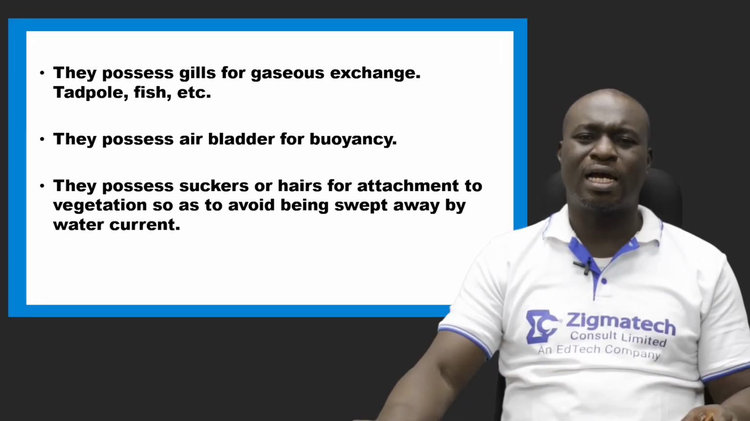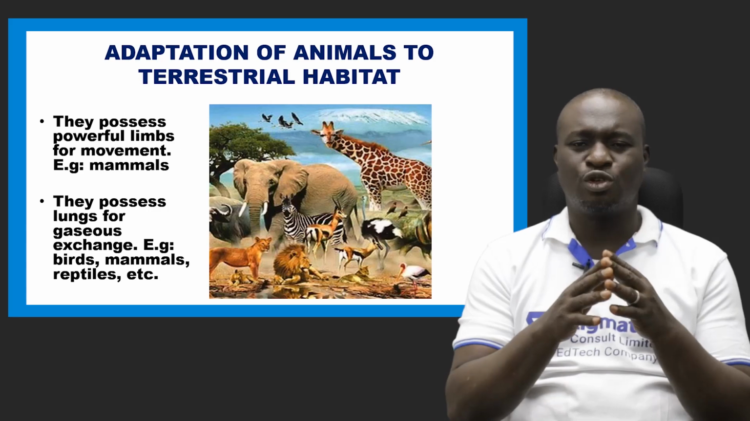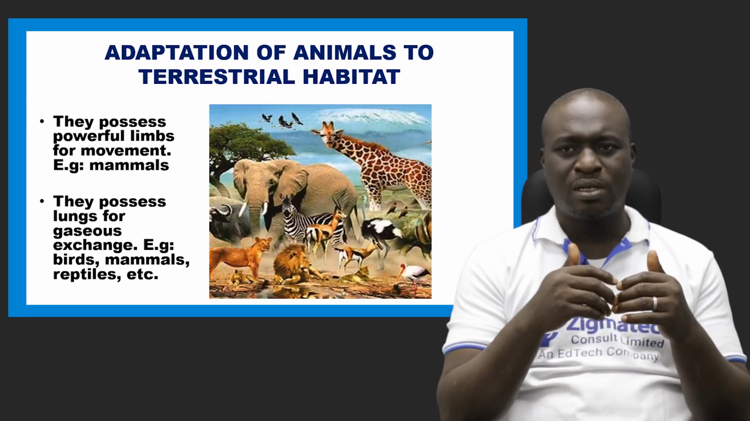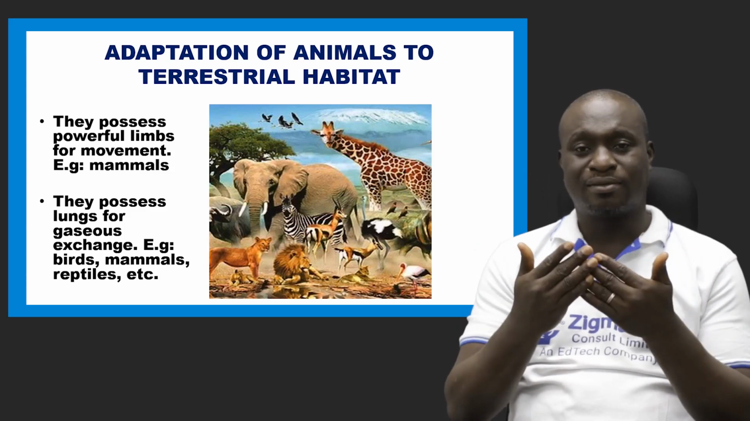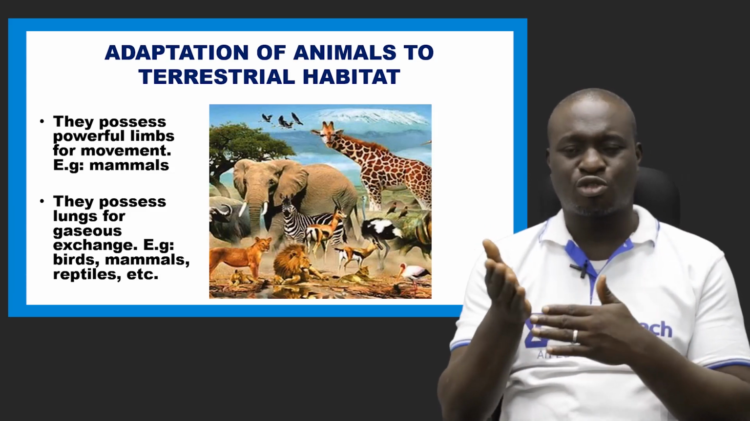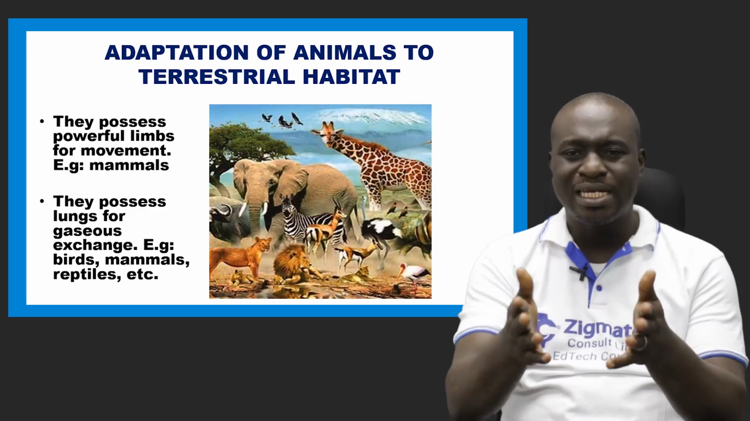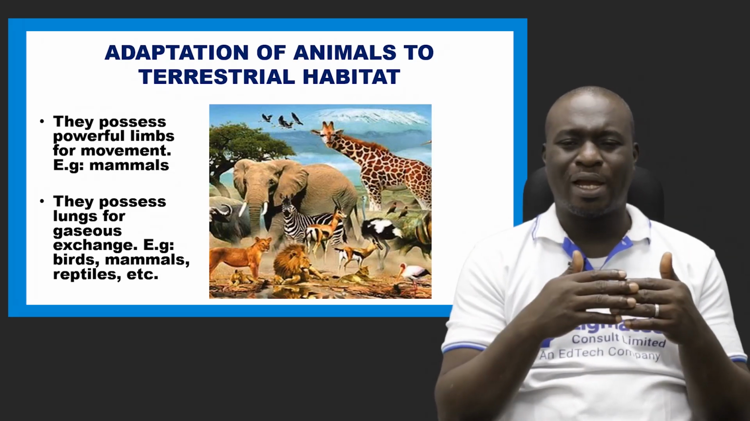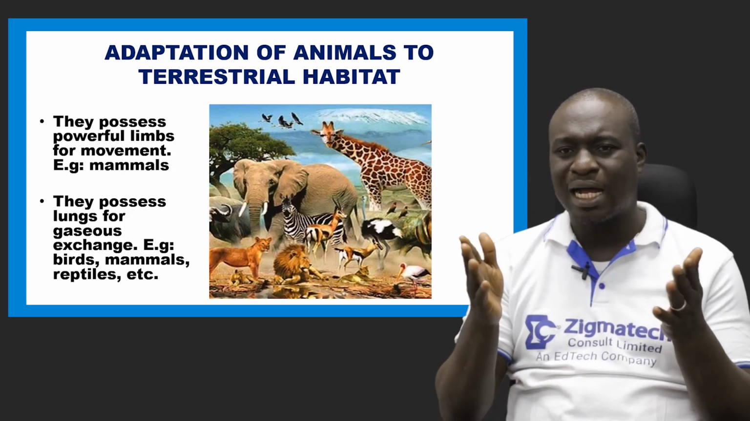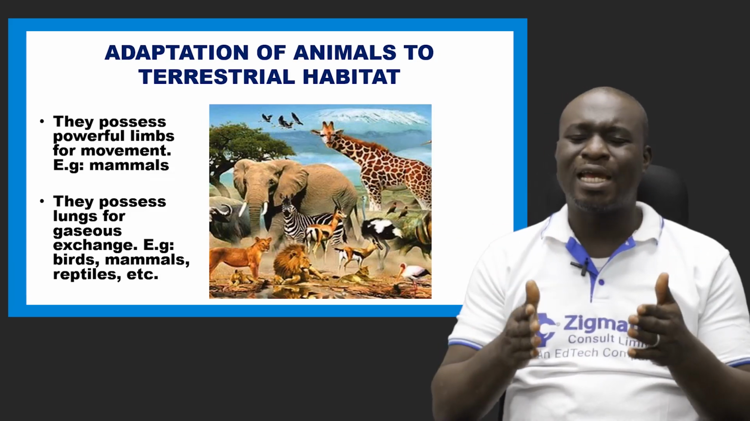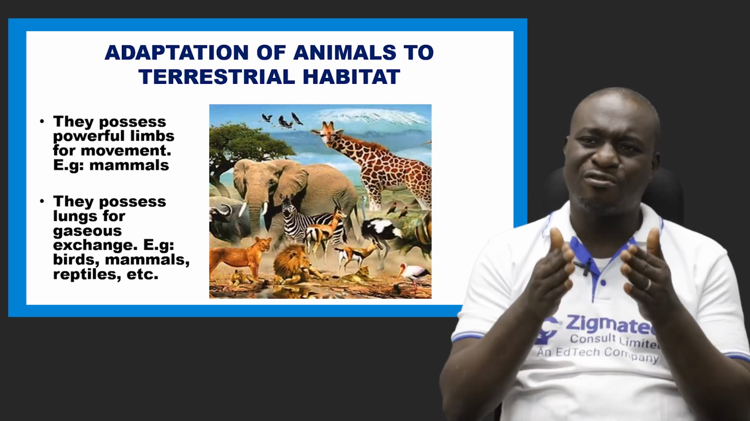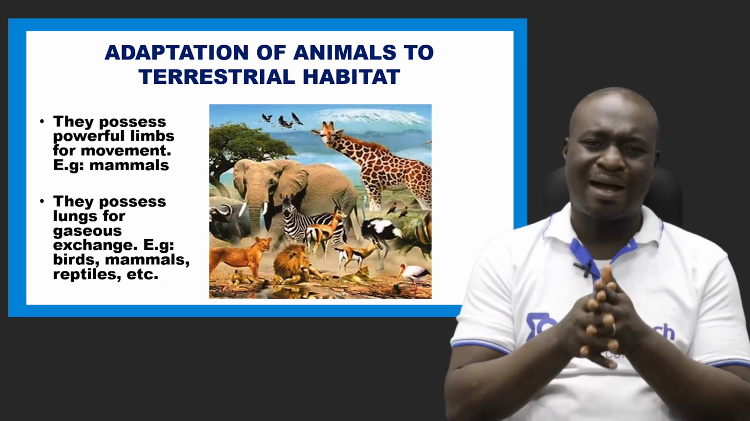Now let's take a look at the adaptation of animals to terrestrial habitat. How do animals, which include man, adapt? Man is found in terrestrial habitat, and so are other mammals and the reptiles and so on. How do they adapt? How do they adjust? How do they survive in terrestrial habitat?